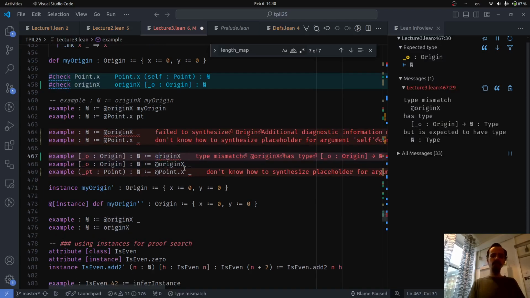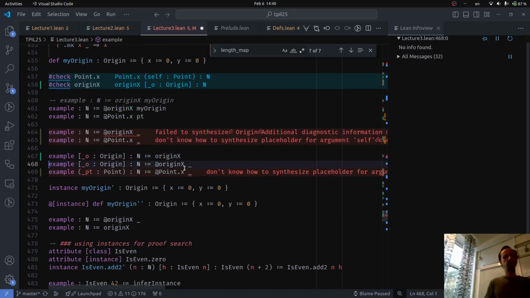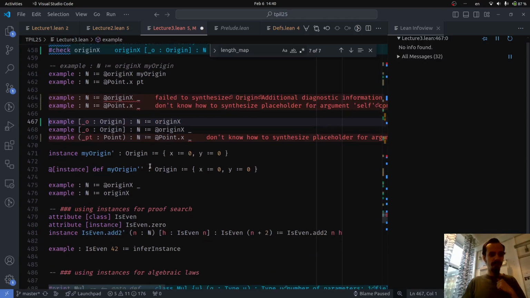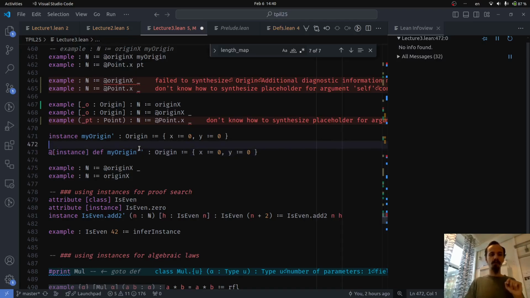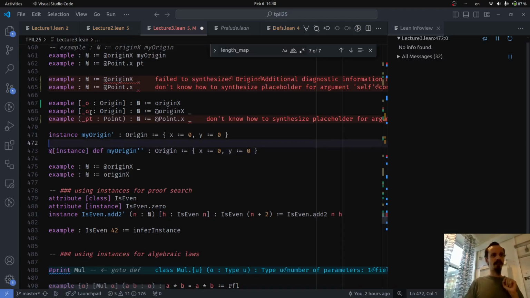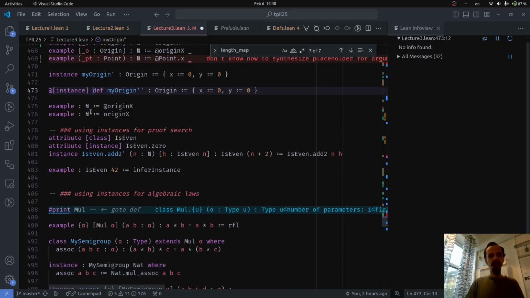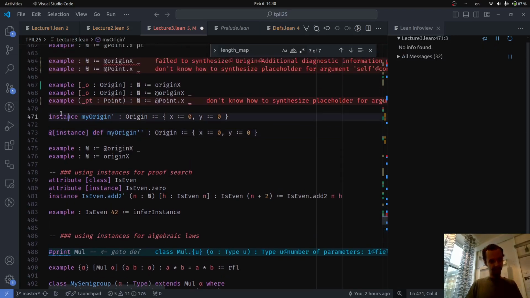And so this is the normal way you use type classes. Although there's one extra thing that makes this more useful than just looking through your context, which is that you can have instances. So you can write instance instead of def. And that's, again, the same as using an attribute, the instance attribute on a regular def.